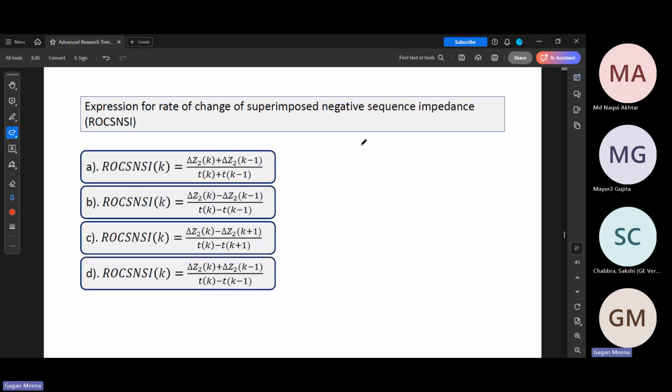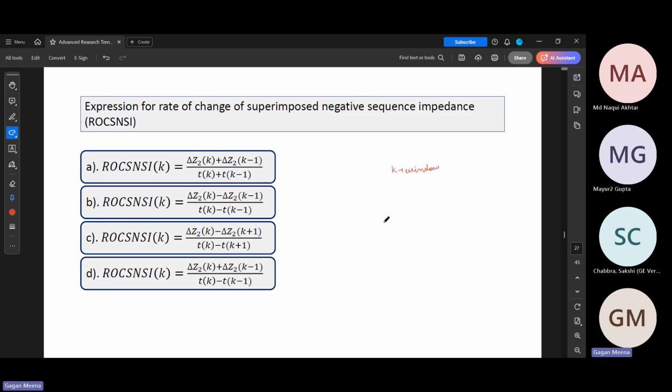And this is based upon the superimposed negative sequence impedance scheme. Now, what's the expression for this? We have already discussed. What's the correct answer here? K here you can take as the window number, the kth window that we discussed while talking about the DFT, how we calculate the DFT recursively or iteratively.